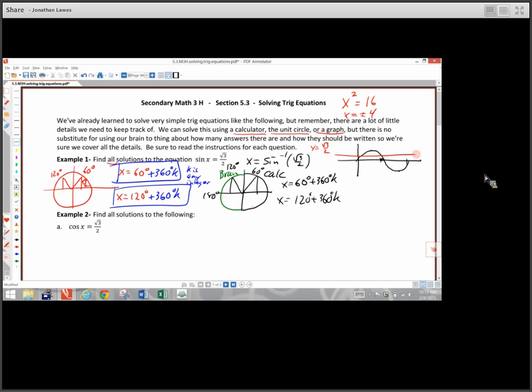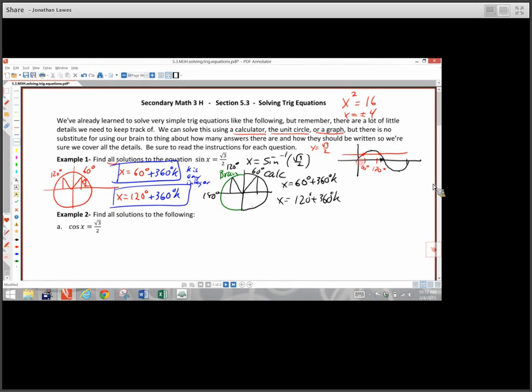Okay, let me draw it a little bit bigger so it looks right. So you'll notice that this intersects here and it intersects here. Well, guess what degree that would be, and guess what degree that would be? 60 on the way up, and what on the way down? 120 on the way down.